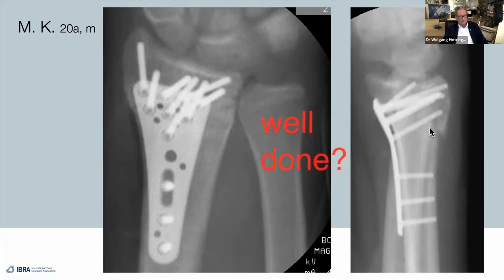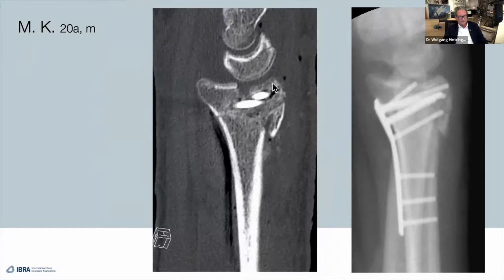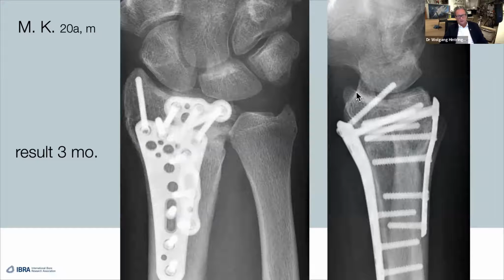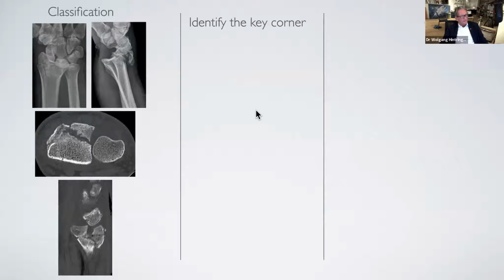And the next day I said, well, I want to see a CT scan, and here you can see he did not fix his fragment in the correct position. Then he had to go in with an accessory access on the dorsal side, take out the screws on the volar side and fix it, and in the end it looks quite fine. So it is important to identify the key corner.